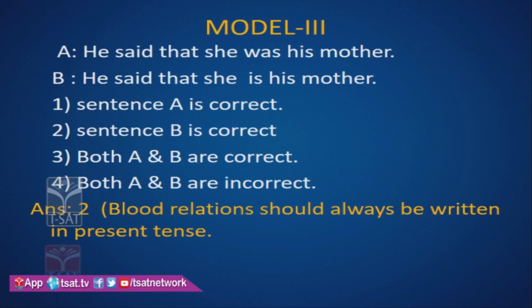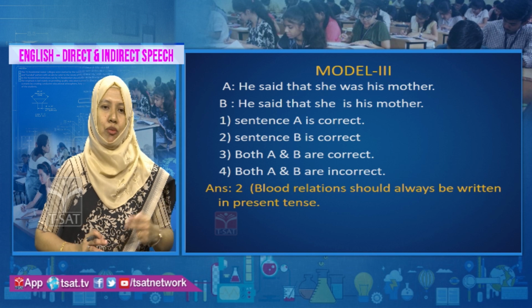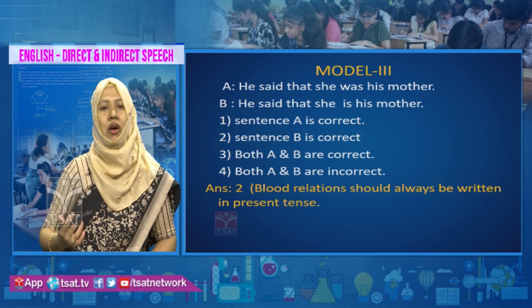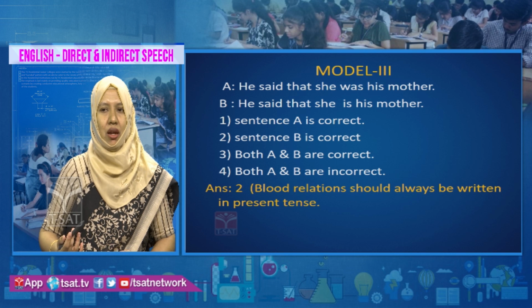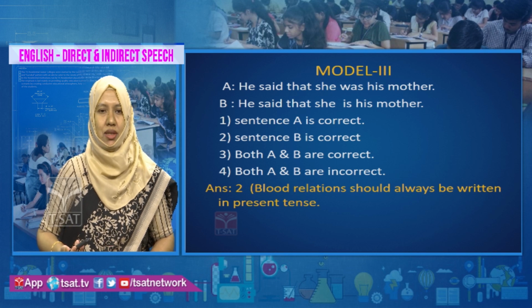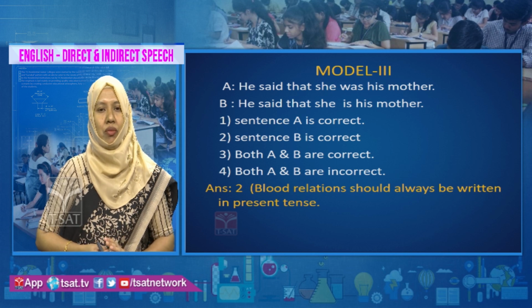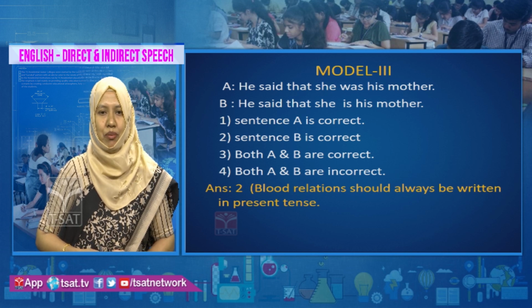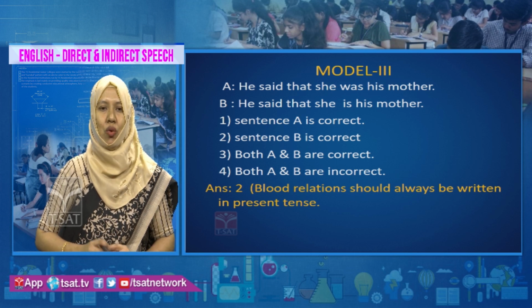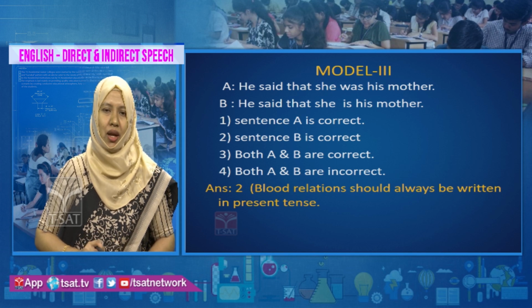Next kind of sample questions. Again you will get two statements A or B. Out of that you have to identify whether statement A is correct, statement B is correct, both are correct, or both are incorrect. Let us look at the first sample. Statement A, he said that she was his mother. Statement B, he said that she is his mother. Sentence A is correct, sentence B is correct, both A and B are correct, both A and B are incorrect.